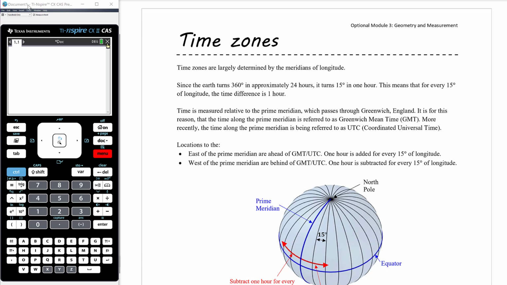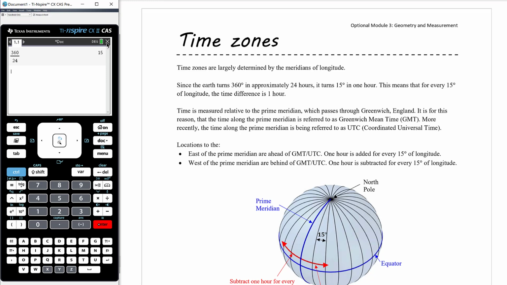As I said, time zones are largely determined by the meridians of longitude. Because the Earth turns one full rotation, that is 360 degrees, in approximately 24 hours (it's not exactly 24 hours, and that's why we have things like leap years to make those adjustments). If we take 360 and divide that by 24, the Earth turns roughly 15 degrees in an hour. That means that for every 15 degrees of longitude, the time difference is 1 hour.